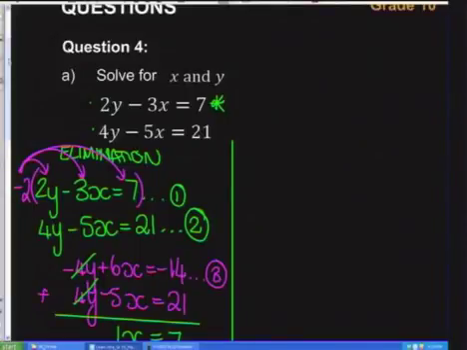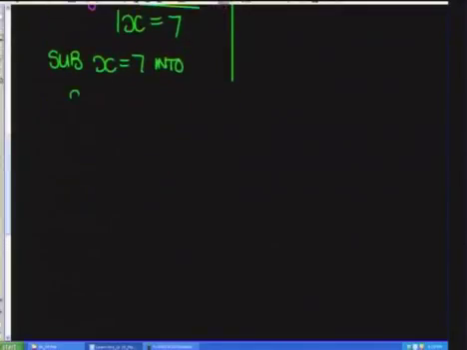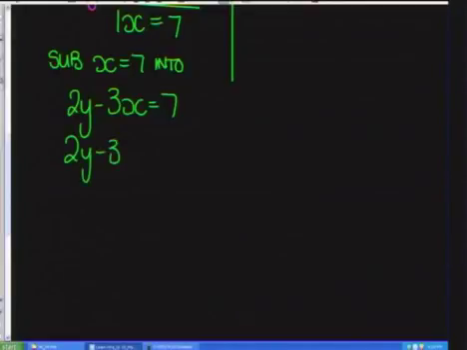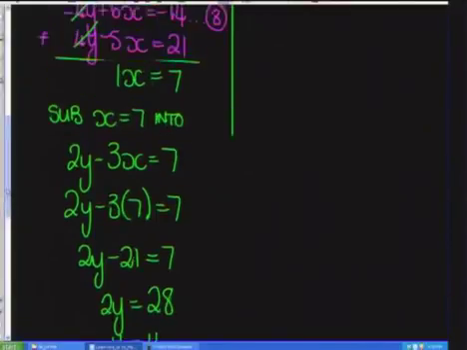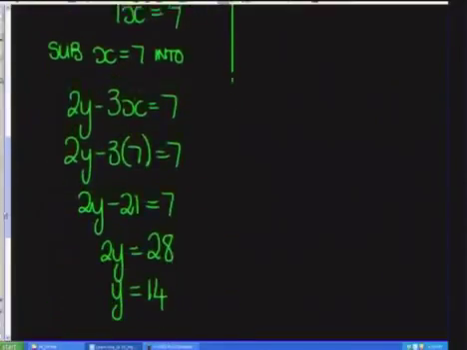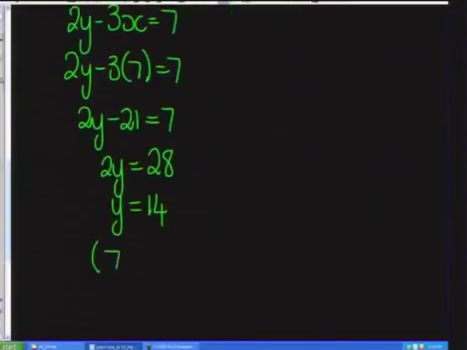So 2y minus 3x equals 7. Let's put that in there. That's going to give us 2y minus 21 equals 7. We've got 2y, which is equal to, if that jumps over, we're going to land up with 28. So our y is equal to 14. Okay. All right, so the points, let's just quickly finish it off. The points then is that x is 7 and y is 14.